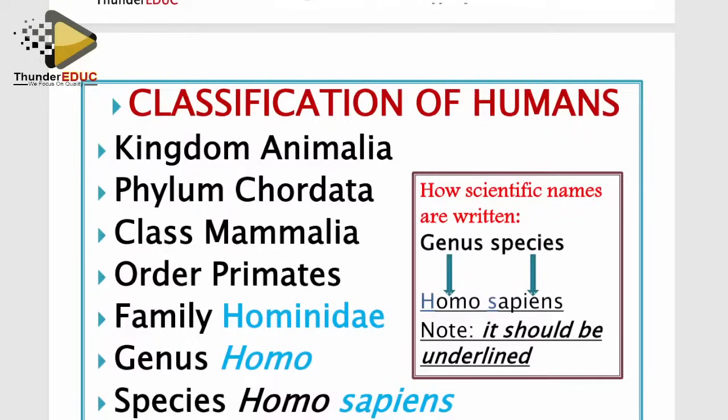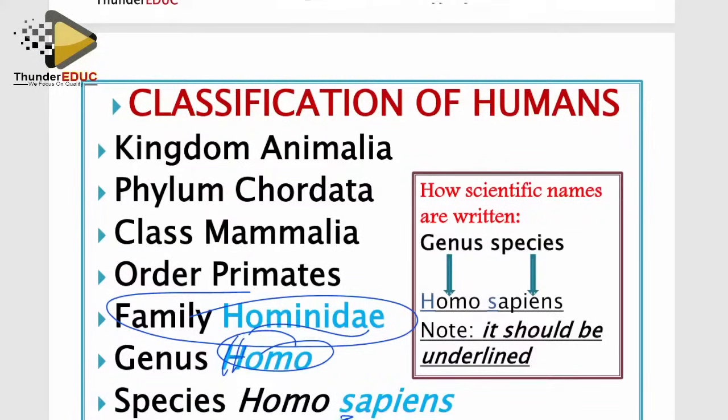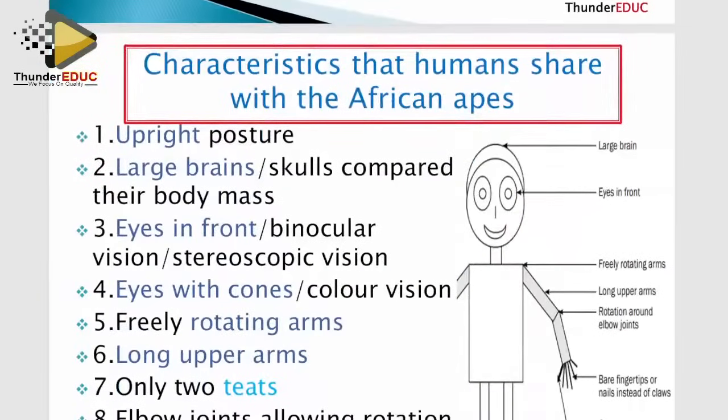Okay, classification of humans. What you need to know here is that the family to which humans belong is Hominidae. Please make sure that you know that. And then genus Homo, we're going to see how we use it, when and how. Know how to write a scientific name: capital letter, and then small letter. That's it. We go to the next one.